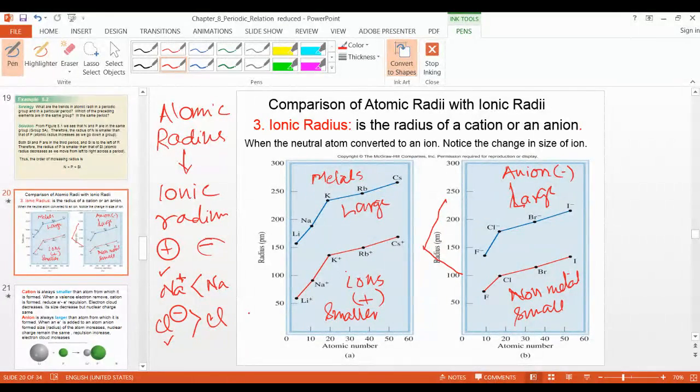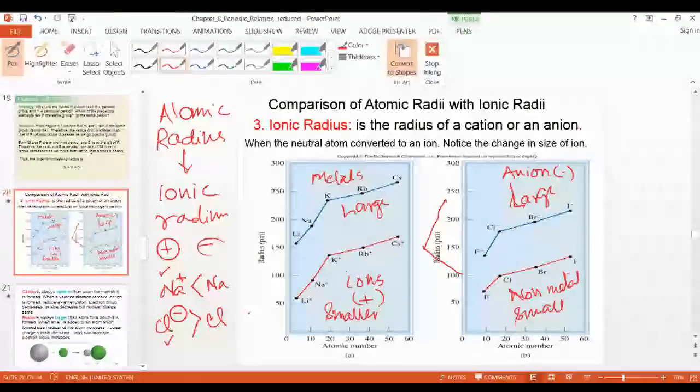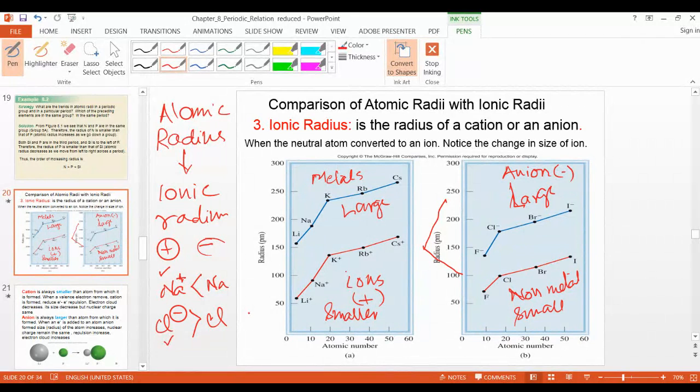Any question here? Ask any question please. So these are the differences between a pure metal and its ions, that is cations, and a pure non-metal and its anion, that is Cl minus, or any anions.